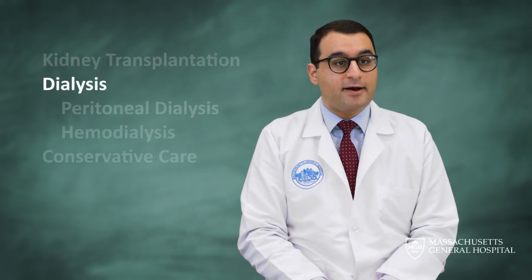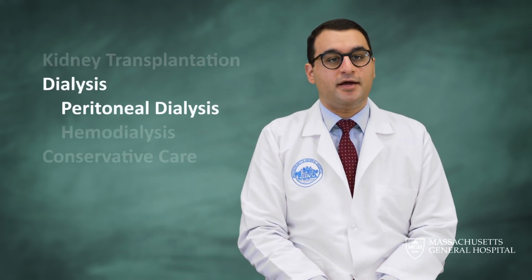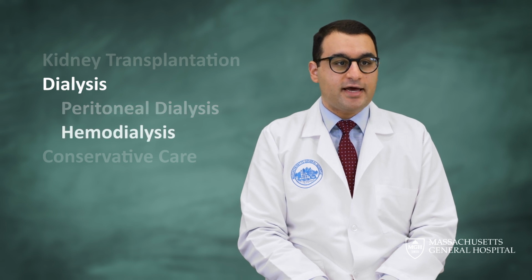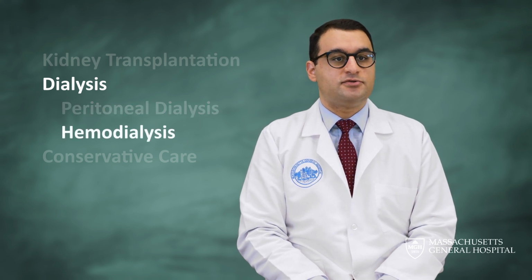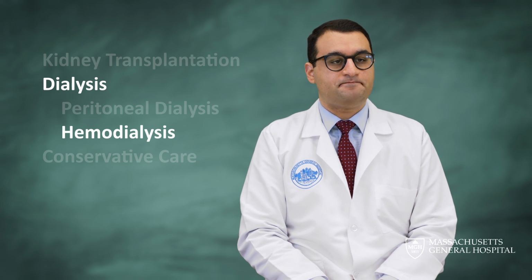The first one is called peritoneal dialysis. This uses the lining of your abdomen as the filter. The second is called hemodialysis. This uses a machine membrane as the filter.